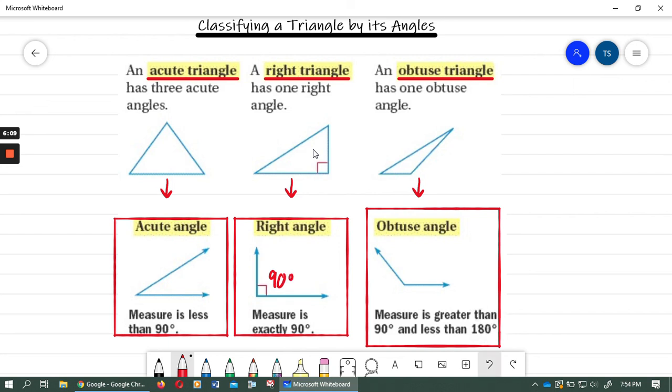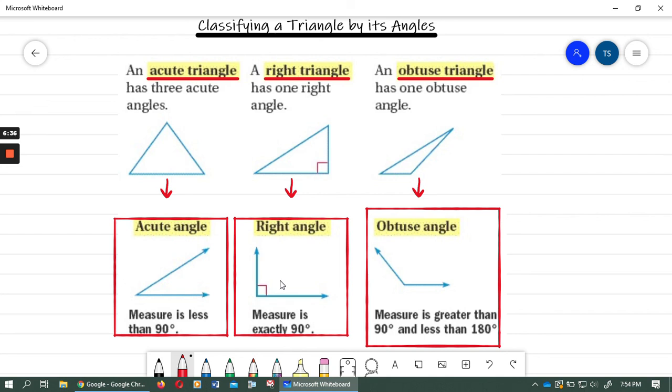You need to be told that this is a right triangle or a right angle that you're dealing with, or you need to see 90 degrees written there, or you need to see the little right angle symbol in order to know that it's a right triangle. Just a reminder for you: don't assume.